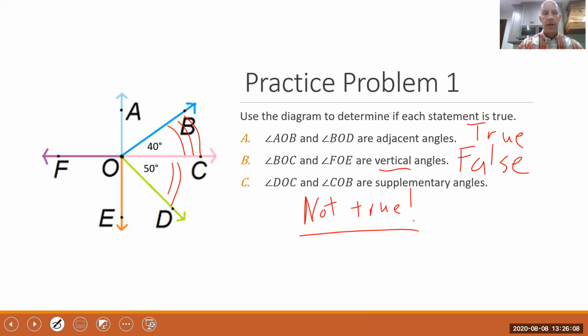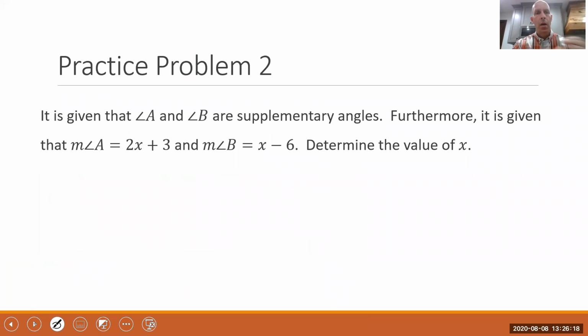In fact, what would we call those two angles that add up to 90? They're not supplementary. I wonder what the word is to be used for that. Okay, practice problem number 2. It says, given that angle A and angle B are supplementary angles, furthermore, it is given that the measure of angle A is 2x plus 3 and the measure of angle B is x minus 6. Determine the value of x.